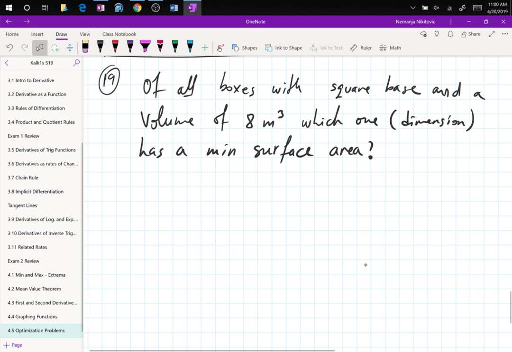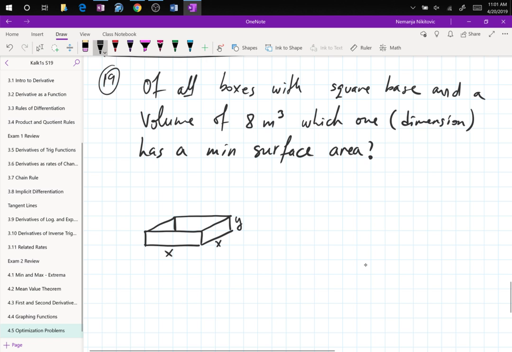So we are stuck with a square base on a box. Okay, so I have a square base for this box, x and x, right? So that's the square base. And then I have a height of y. Could be higher, could be lower, I don't know.